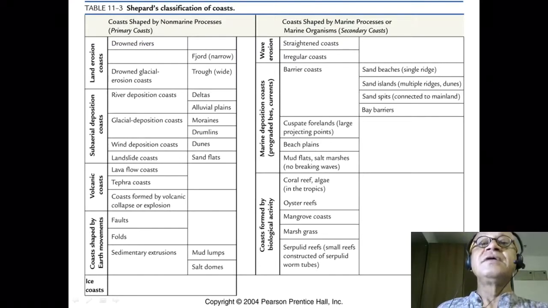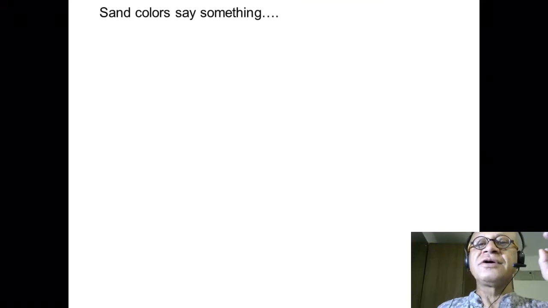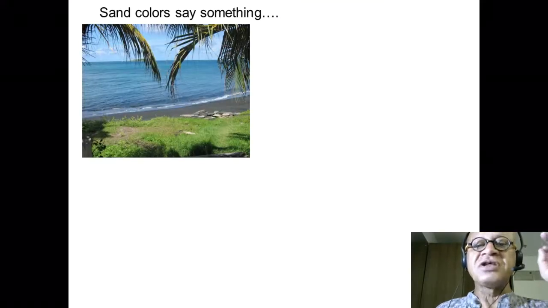Again, remember the concepts of a primary coast shaped by non-marine processes, and secondary coasts shaped by marine processes or marine biological activities like reefs, coral reefs, and oyster reefs, and so on.